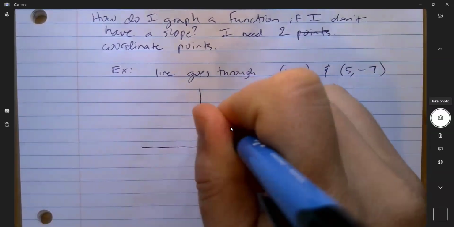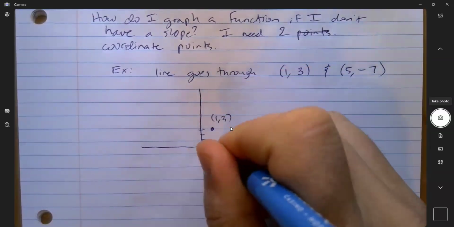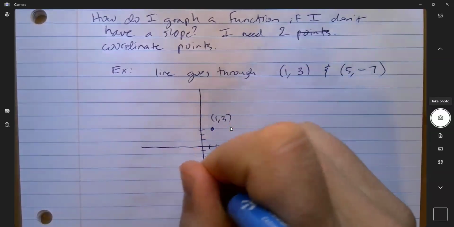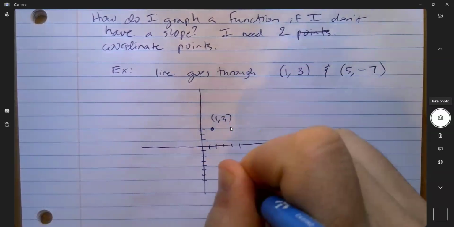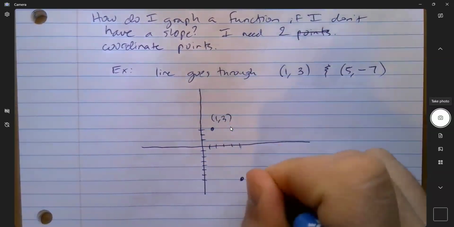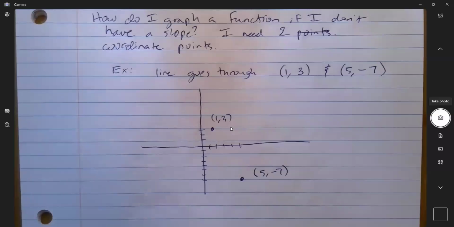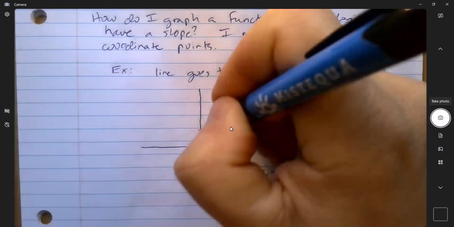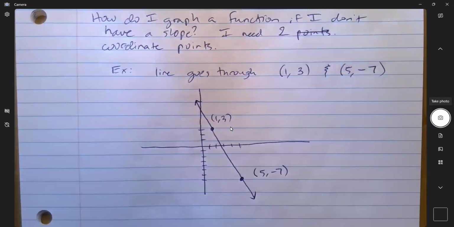There's the point (1, 3). And here's the point (5, -7). And since it's a straight line, I can just connect them. And there I've graphed it.